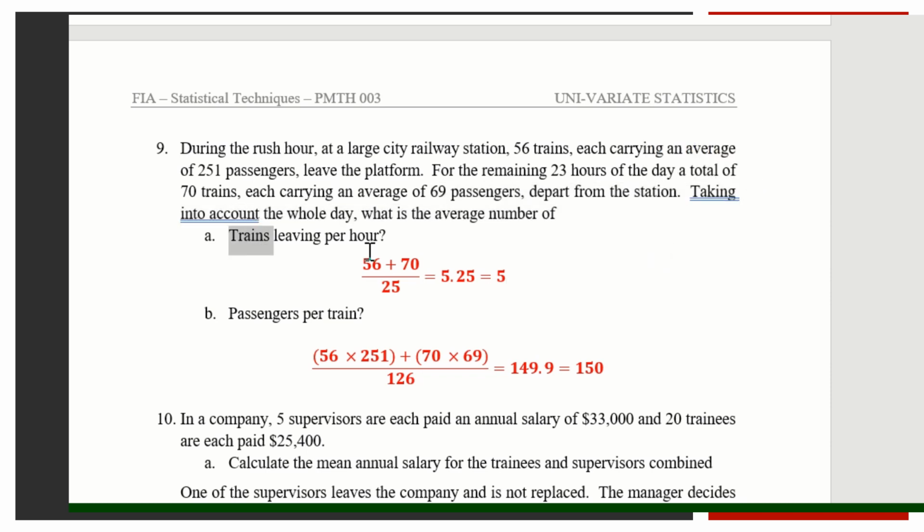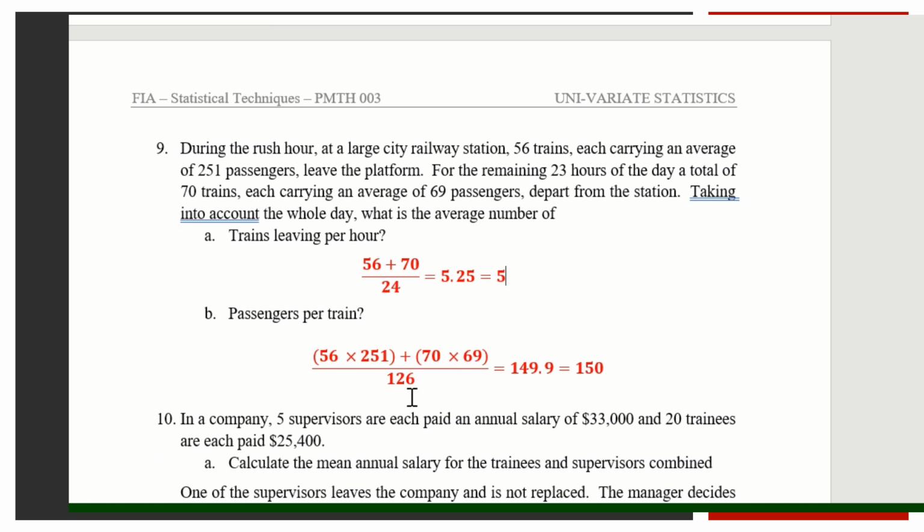So trains leaving per hour is always the total number of trains divide with the total number of hours. You just follow the phrase. So total number of trains is 56 plus 70, divide with the total number of hours, which is 24. You will get 5.25. You have to round off to the nearest whole number because it is train. You cannot have decimal place. Be approximately 5 trains.